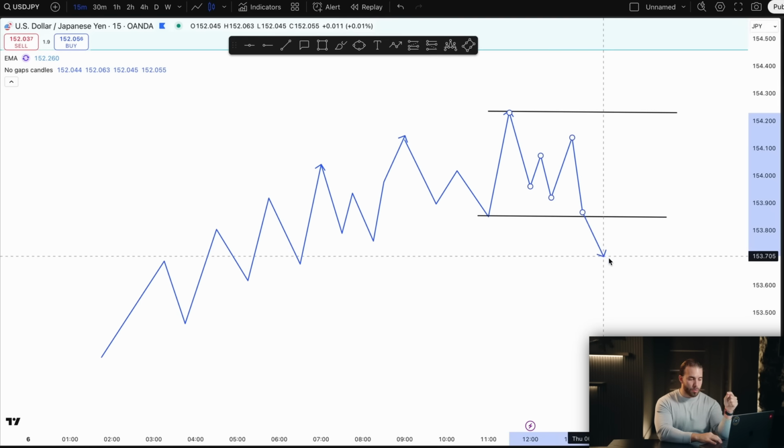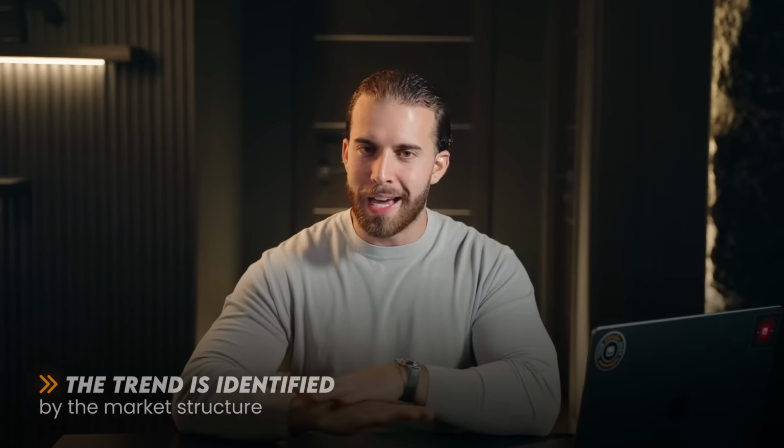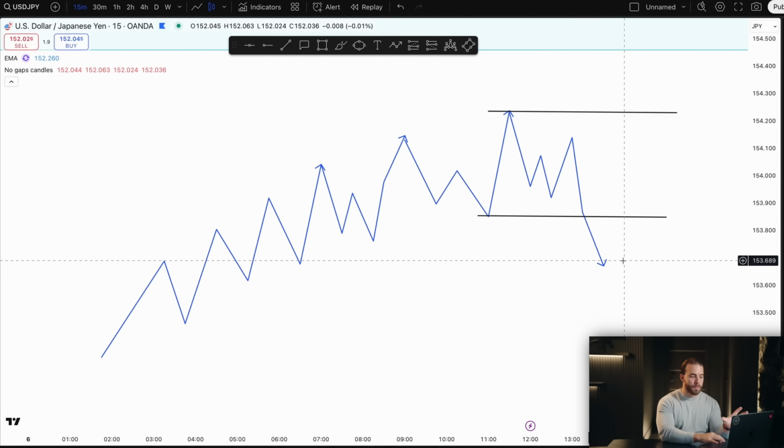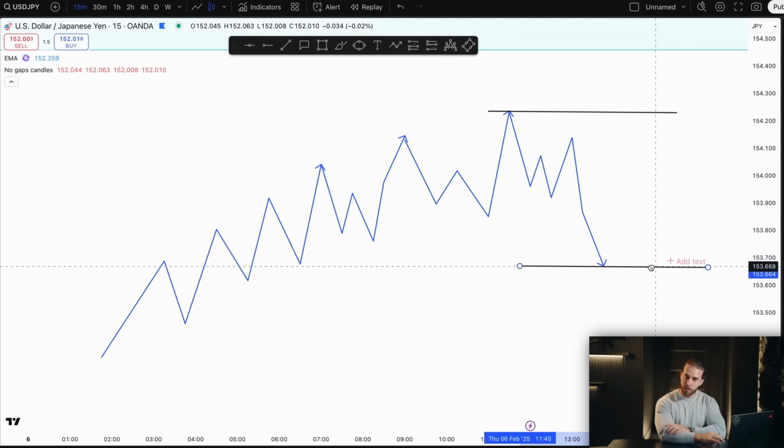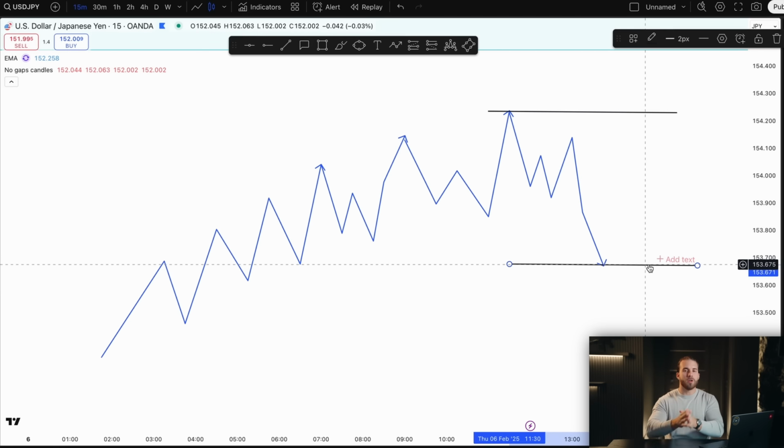So has the trend. The trend is identified by the market structure. Without market structure, you cannot identify the trend. Without footprints or tracks, when you go hunting, you cannot tell if there's an animal there and where it is going. It is absolutely impossible to tell if this is bullish or bearish without the market structure. Since this has now created a new lower low, you must need a new lower high. It is impossible to have a new lower low without a new lower high.